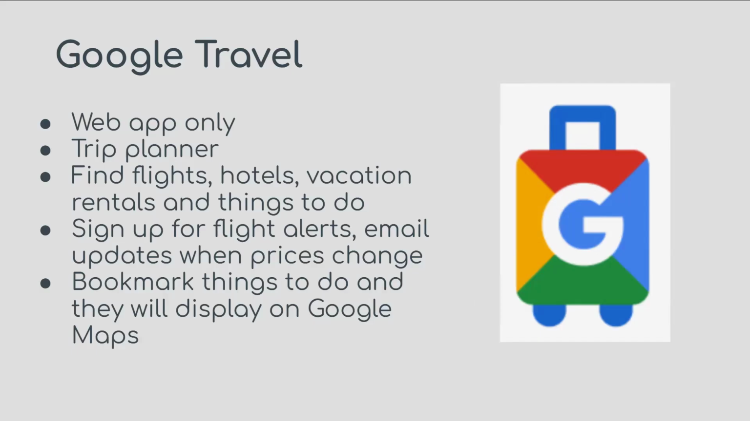You can also bookmark things to do in your intended destination, and they will display on Google Maps. So while you're traveling, you can open up your Google Maps app and you will see your bookmarked places, either of interest or places you'd like to eat, or even your hotel.